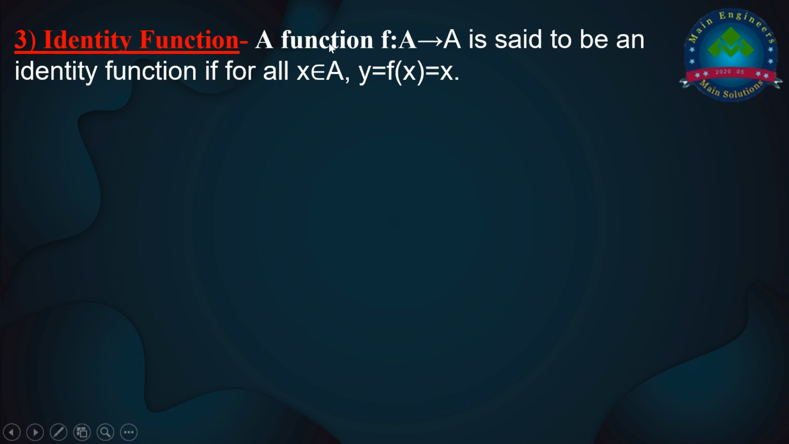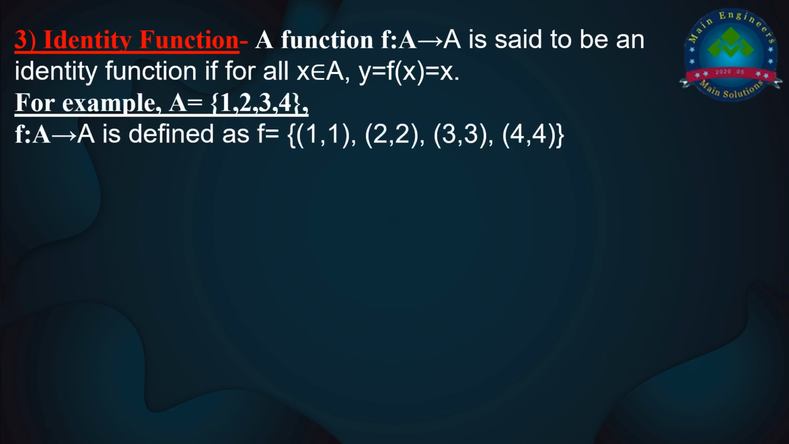A function f: A → A is said to be an identity function if for all x that is a member of A, y = f(x) = x. That means same input, same output. Whatever your input, you will get the same output. So under those conditions, that function is said to be an identity function.